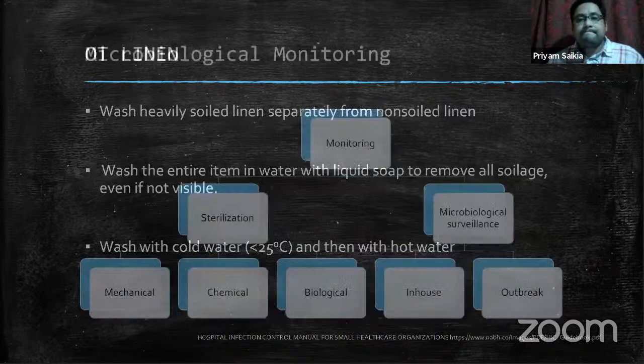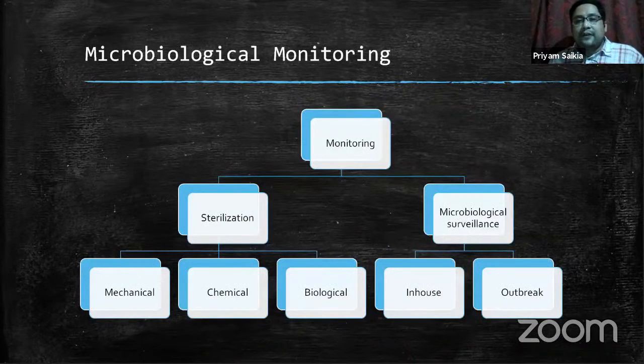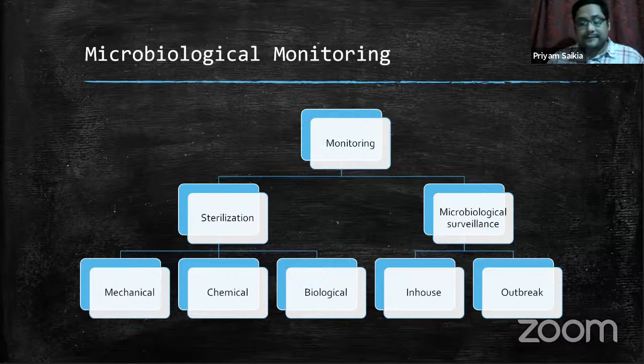Now coming to microbiological monitoring. The microbiological monitoring of the OT environment can be of mainly two types: the monitoring of sterilization and the monitoring of the environment of the operation theater. The sterilization can be monitored, apart from microbiologically, either by mechanical method or chemical method, and microbiological surveillance of the operation theater can be routine, or it can be during an outbreak.